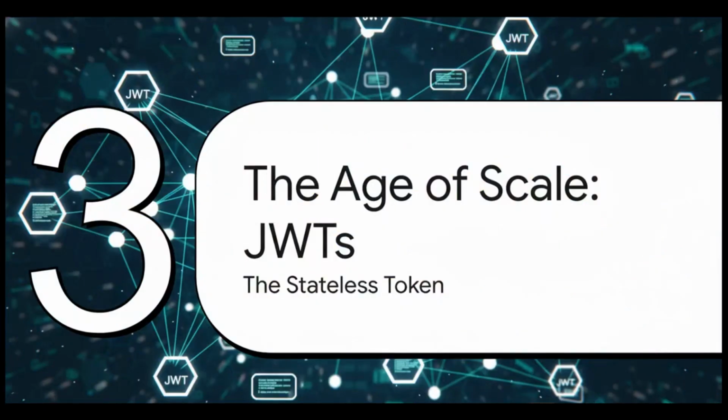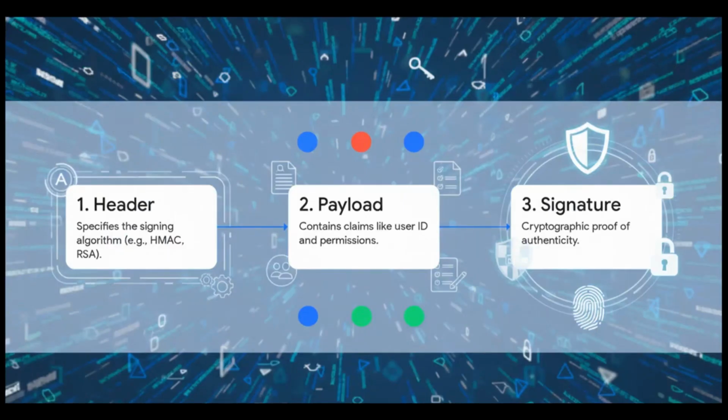Now, this need to build massive, sprawling systems, especially with microservices taking over, pushed us into the next phase, the age of scale. And this age was powered by the rise of the stateless token, the one and only JSON Web Token, or JWT. So what's actually packed inside one of these tokens?